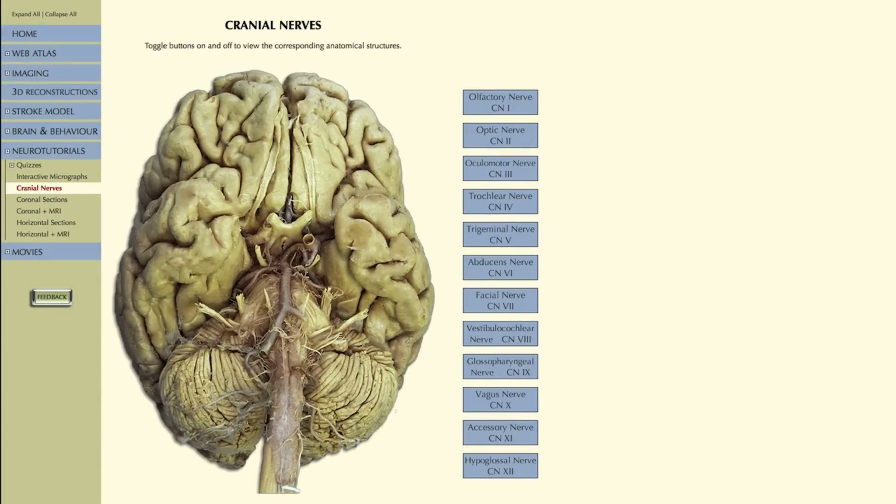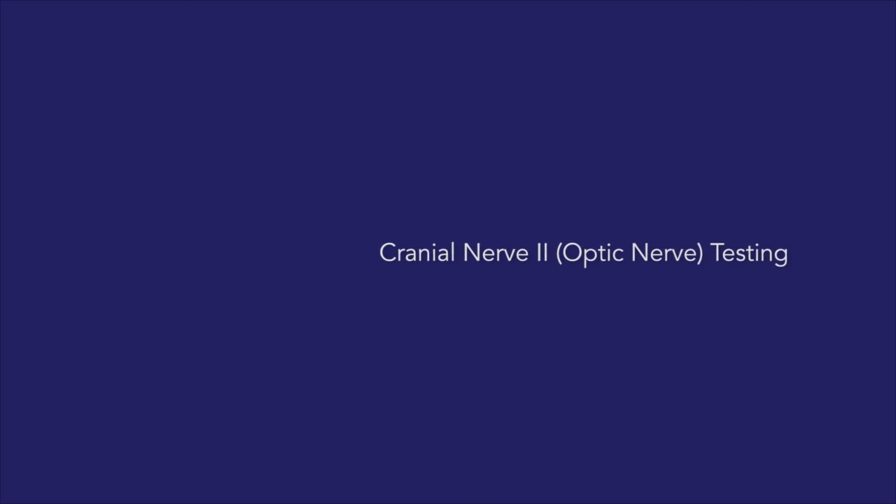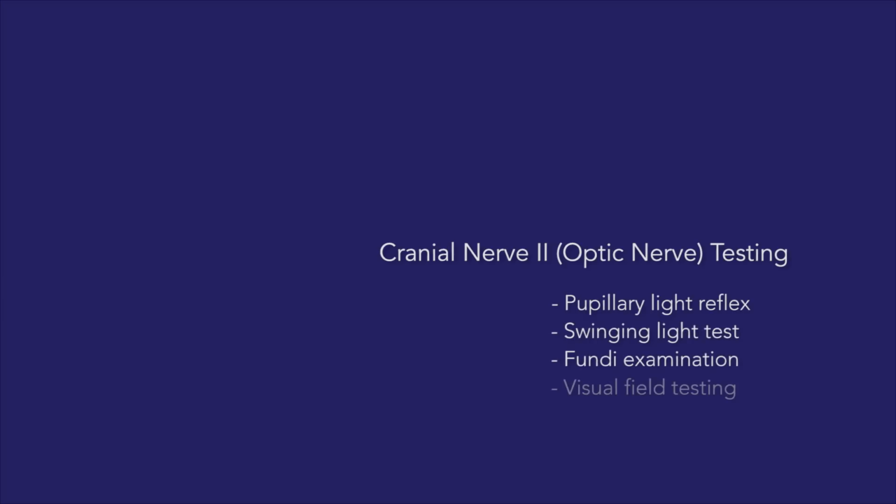There are 12 cranial nerves. The first cranial nerve, or olfactory nerve, is typically not assessed during a screening neurological exam. We'll continue testing the cranial nerves: optic, oculomotor, trochlear, trigeminal, abducens, facial, vestibulocochlear, glossopharyngeal, vagus, accessory, and the hypoglossal nerve. The integrity of the second cranial nerve, or optic nerve, is assessed with pupillary light reflex, swinging light test, fundi examination, visual field testing, and visual acuity assessment.